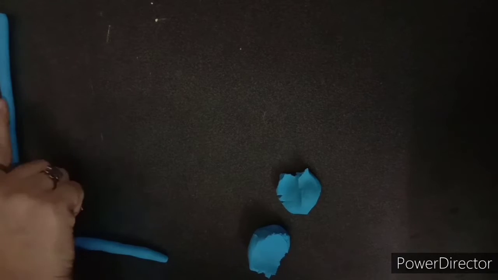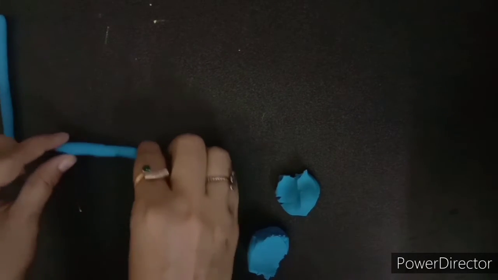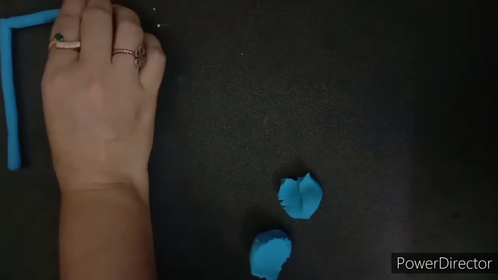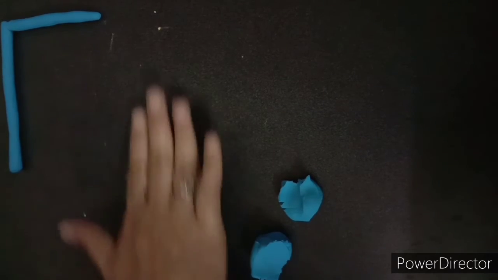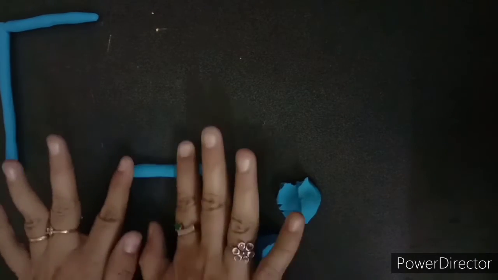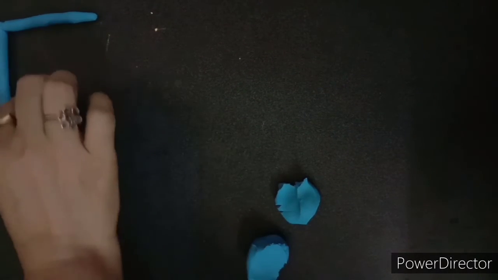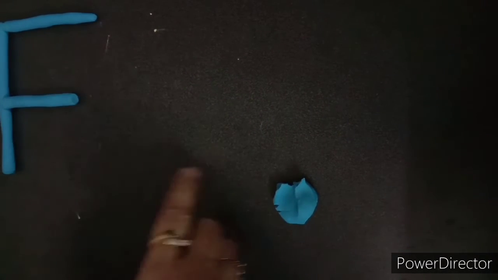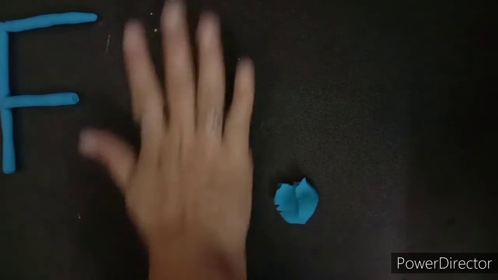So this is standing line. Now this is big sleeping line. And now a small sleeping line. Now let's make baby F. This is Mama F. Now we will make baby F.